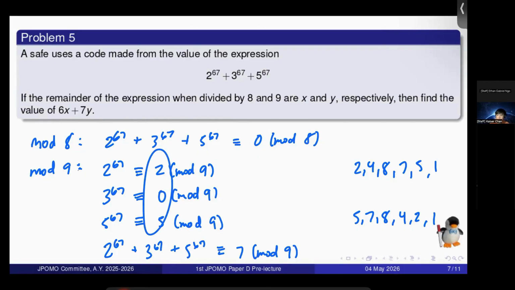And so with the answer extraction, I think some of you already gave the answers. We substitute x equals 0 and y equals 7. And thus we get 6 times 0 plus 7 times 7, which is indeed 49. Questions?